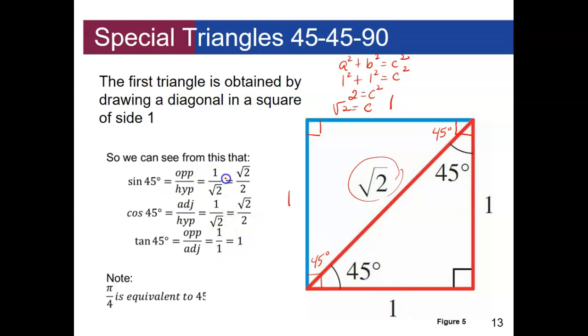And you may notice that these are the same values that we have for pi over 4. So the pi over 4 radian measure on your unit circle is equivalent to a 45-degree angle.